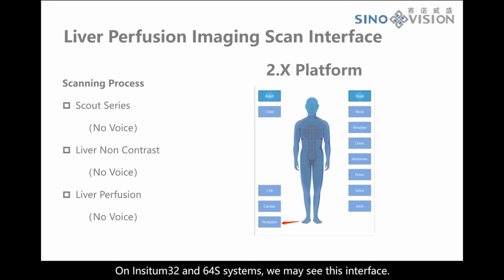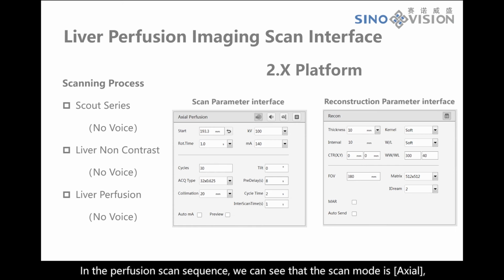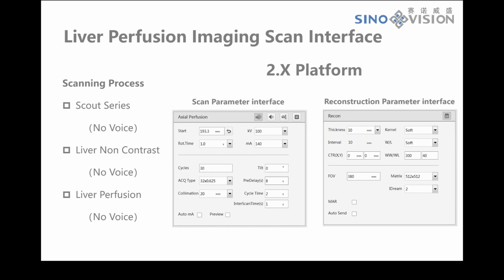On Incisive 32 and 64S systems, we may see this interface. The blue human body picture is used for protocol selection. Select perfusion from the protocol group to enter the scanning interface. In the perfusion scan sequence, we can see that the scan mode is axial. The start scan position start is a fixed value. Pre-delay is set to 8 seconds.